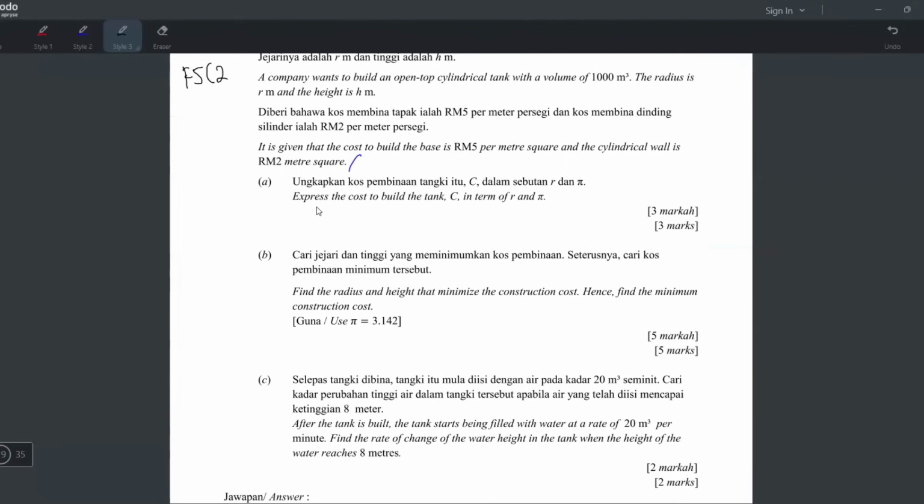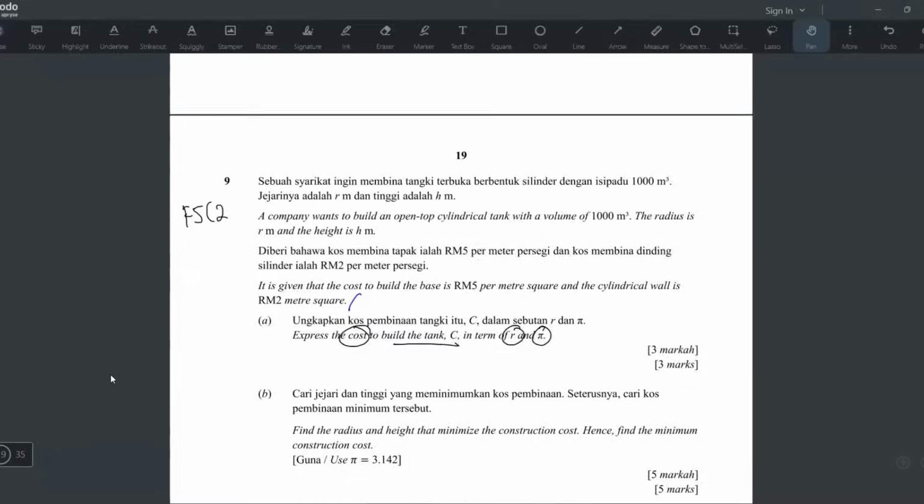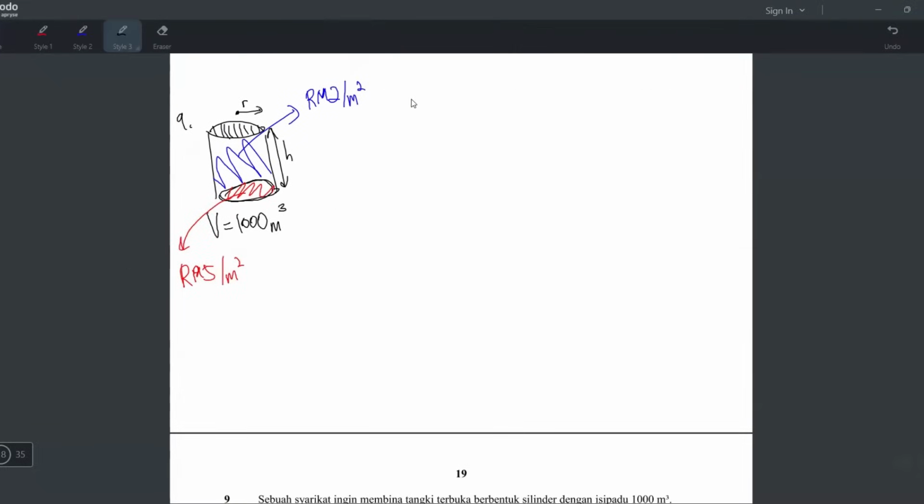And then now part A says express the cost to build the tank, C, in terms of r and pi. Okay, C represents the cost. And they want it in terms of r and pi. So what do you do? You write down C equals and then you start to write the cost. Okay, I told you just now, to find the cost, you first need to find the area of the circle first. Find the area of the circle, then times 5. Okay, the area of circle formula is pi r square.